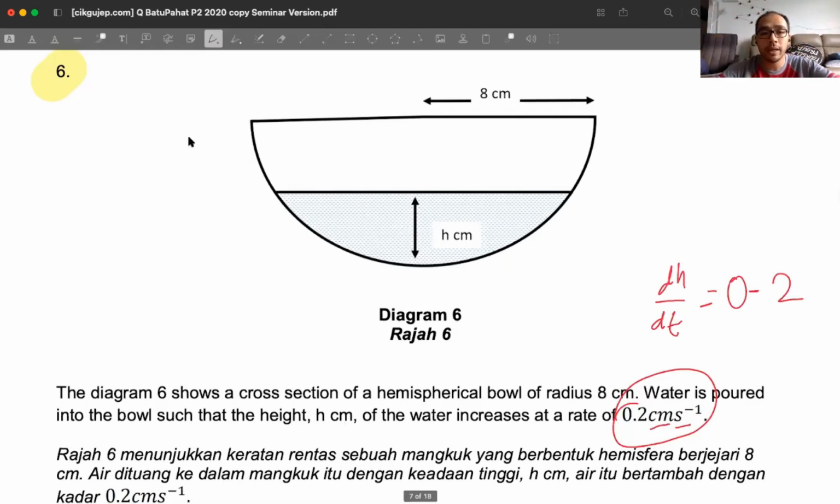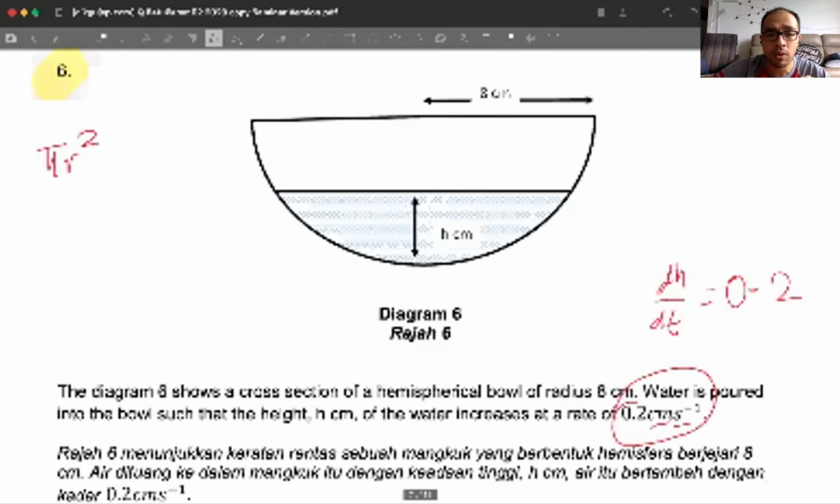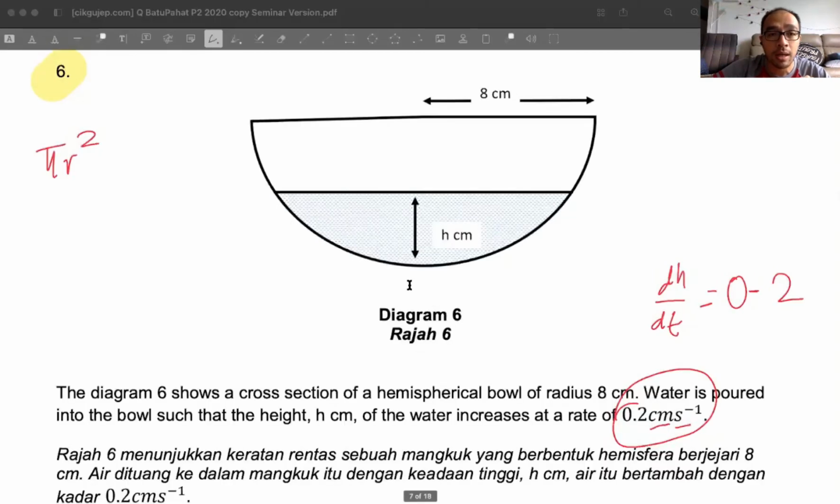So we know that in a bowl, the area of the water is pi r squared, circular like that. Let me just check and see. Yes, correct, pi r squared. So I want to find, and this is easy, I know this r. This r is 8.